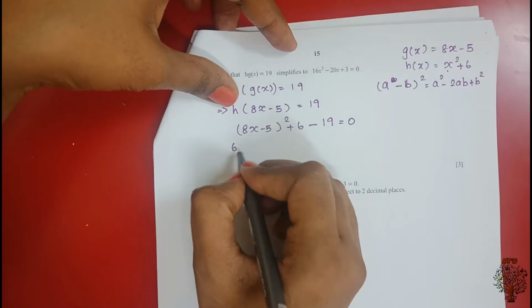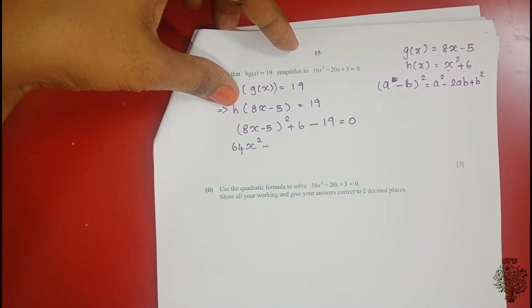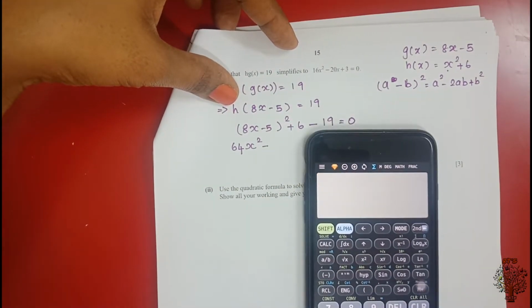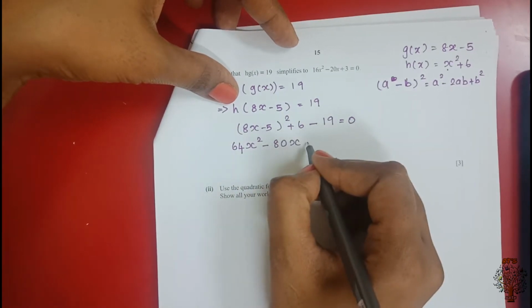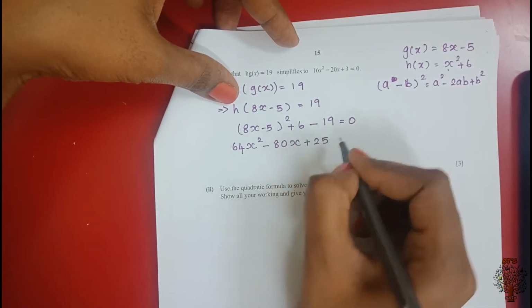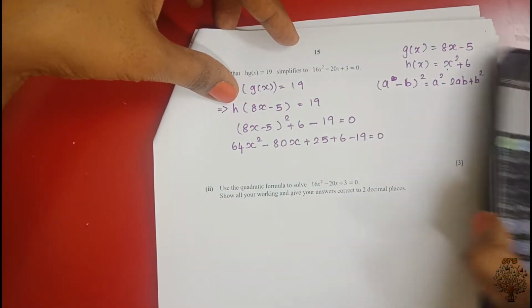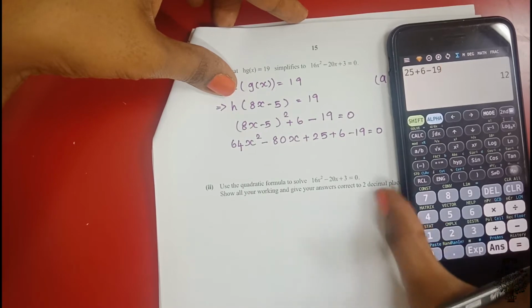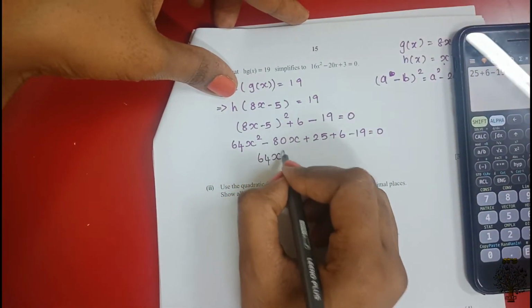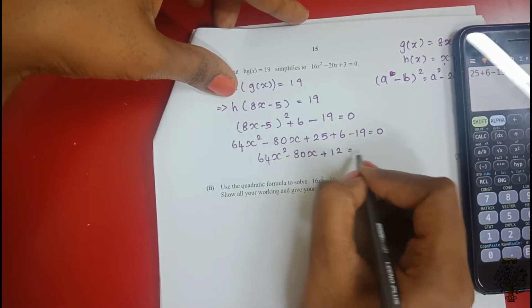Okay, now we have 64. 8 square is 64. 64x square minus 2 multiplied with 8x multiplied with 5. So I will take the numbers alone. 2 multiplied with 8 multiplied with 5, which is 80. I have 80x. Negative 5 square is positive 25, plus 6 minus 19 equal to 0. Now calculate the constants. 25 plus 6 minus 19 gives me 12. We have 64x square minus 80x plus 12 is equal to 0.